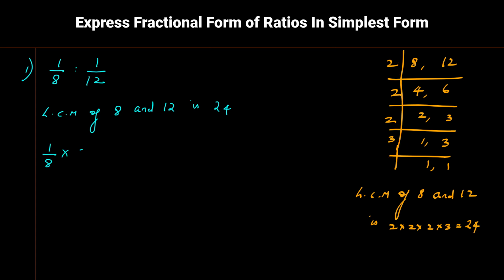Take the first fraction 1 by 8, multiply with the LCM. Take the second fraction 1 by 12, multiply with the LCM 24. So we have 8 1s are 8, 8 3s are 24, 12 1s are 12, 12 2s are 24. So our answer is 3 is to 2. The fractional form 1 by 8 is to 1 by 12 expressed in simplest form is 3 is to 2.